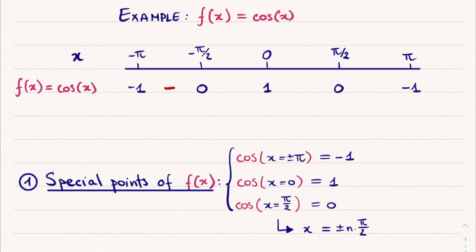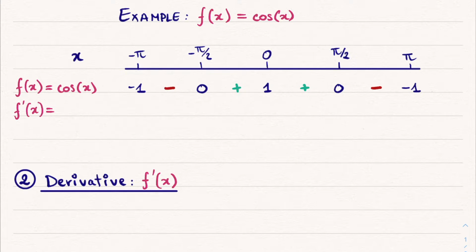Now, because a continuous function cannot switch sign without first being 0, we know that in the interval between minus pi and minus pi over 2, the function will be negative. Between minus pi over 2 and plus pi over 2, positive, and between pi over 2 and pi, it will again return a negative number. So we already have an idea of the sign of our function in this interval.